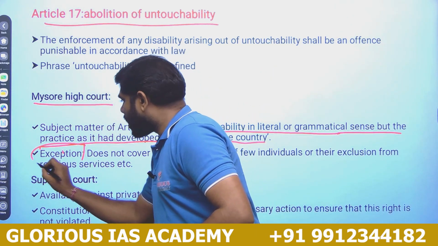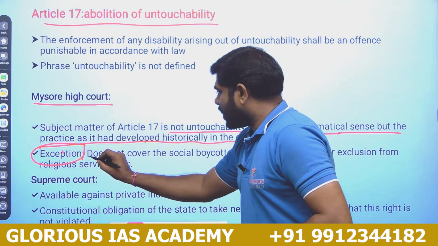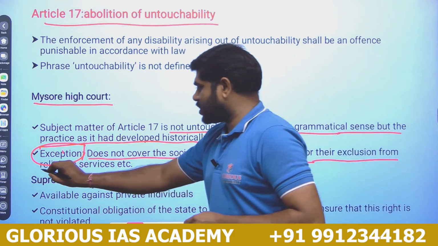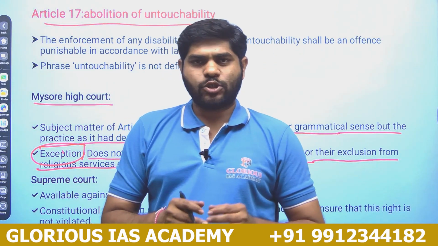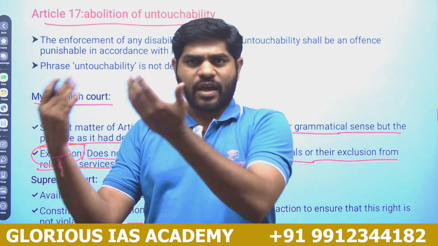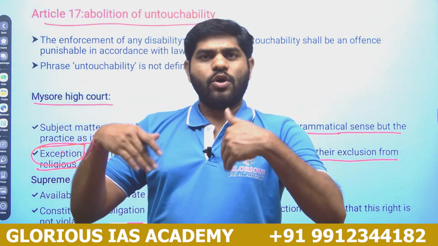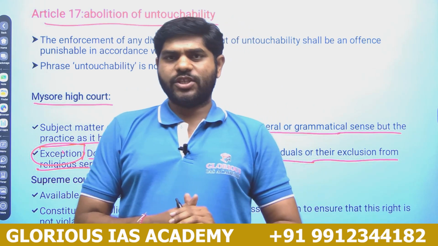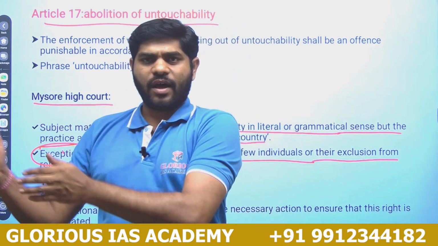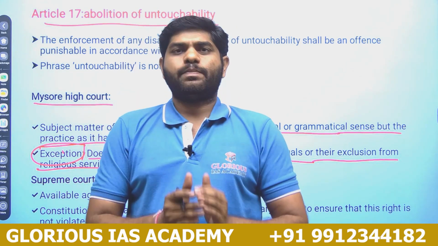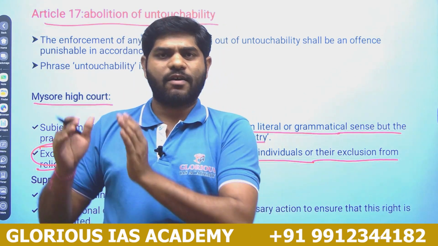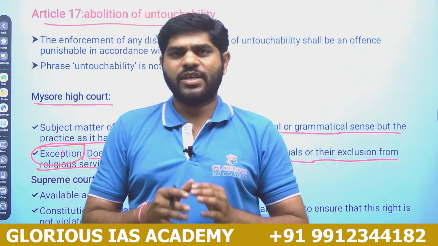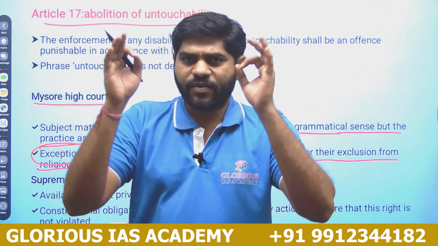Some exemptions are given under this Article 17: it does not cover the social boycott of certain individuals or their exclusion from religious practices. For example, a community belongs to a certain religion but disturbs other religious practices, so they will be boycotted from intervening in those religious affairs. A Hindu should not interfere in Muslim religious affairs; in that matter, that particular group would be boycotted from that practice. This does not come under untouchability. Untouchability is purely based on discrimination.